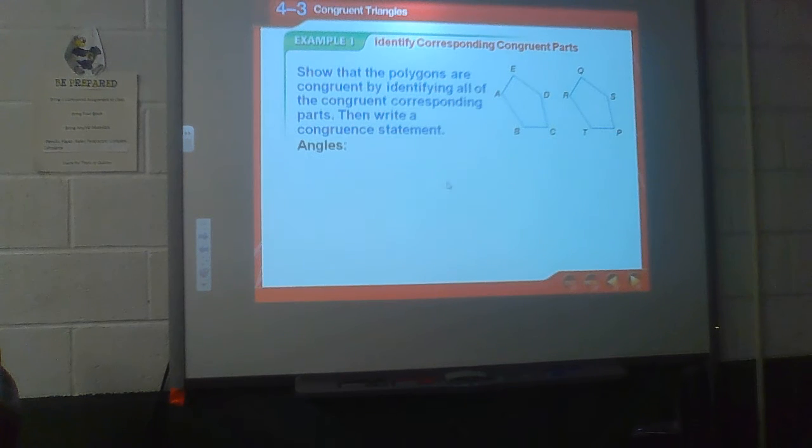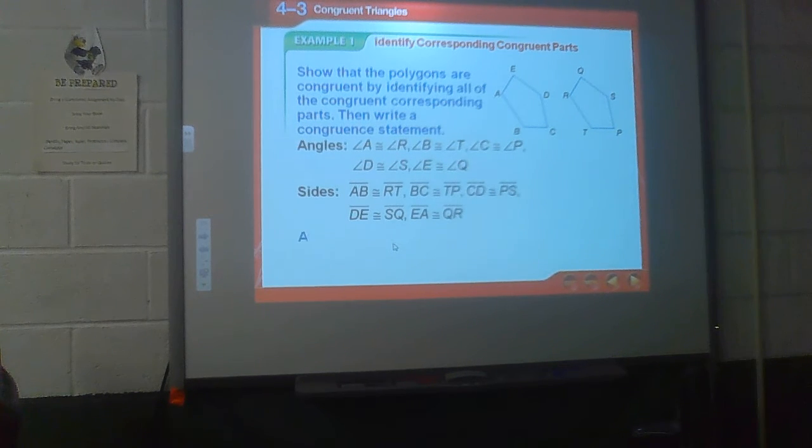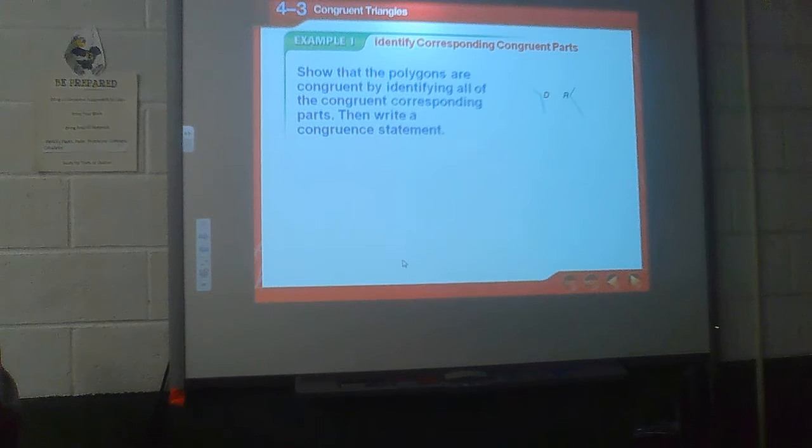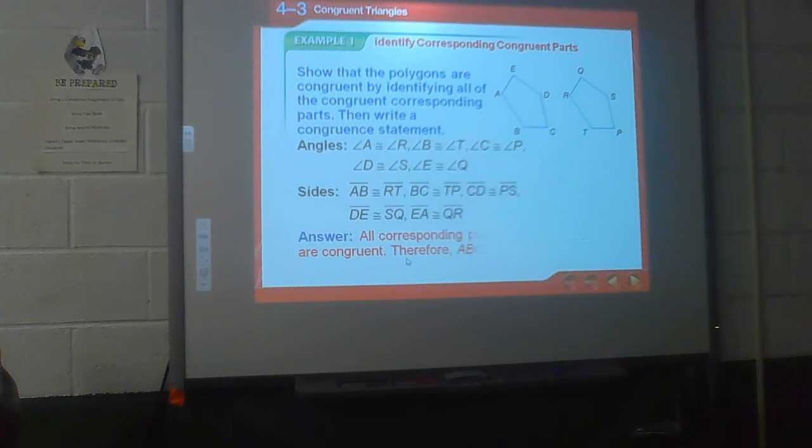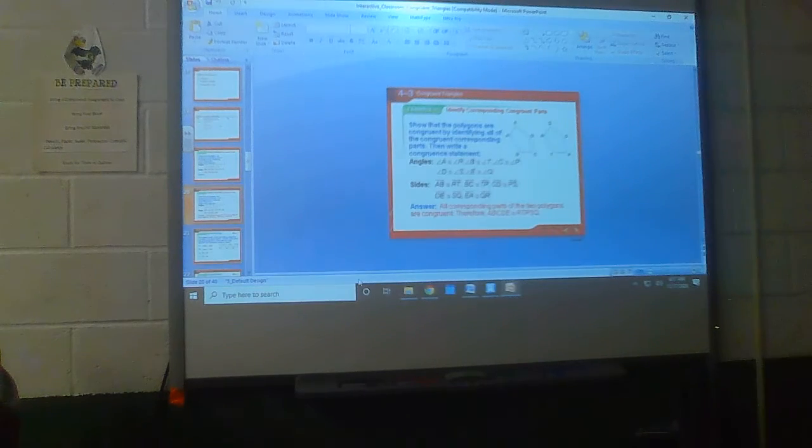So the corresponding parts then are those angles in those orders and the sides. And then realistically, you could come back and show that in a congruent statement, or you could come up here and put all the little slashes and everything. So if they don't give you a congruent statement like this, they have to put the little arcs and the little slashes on your figures. That make sense? Okay.